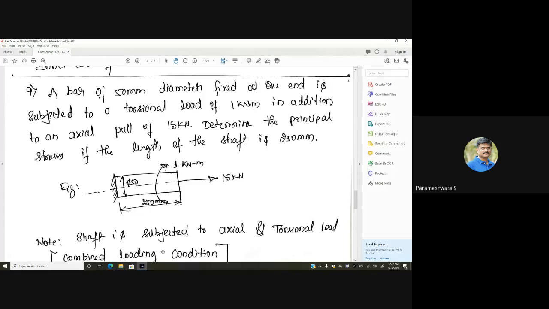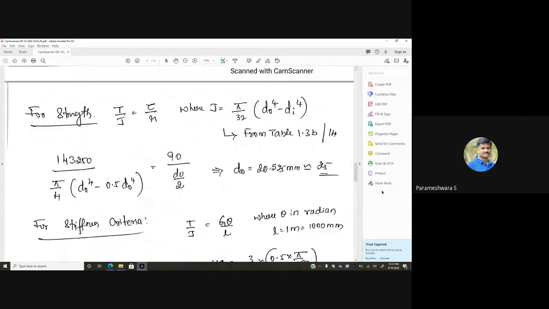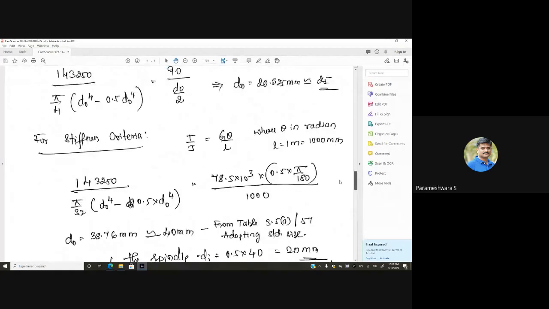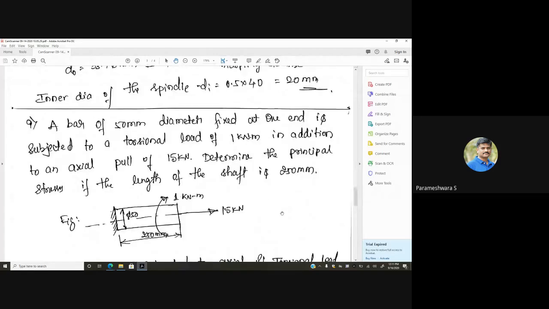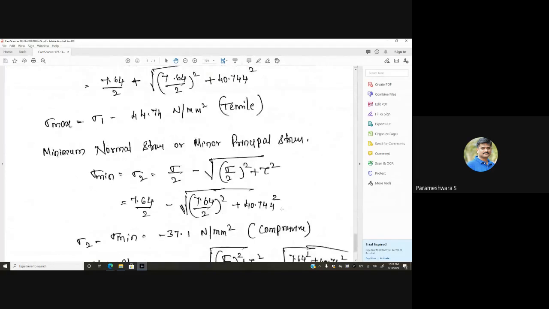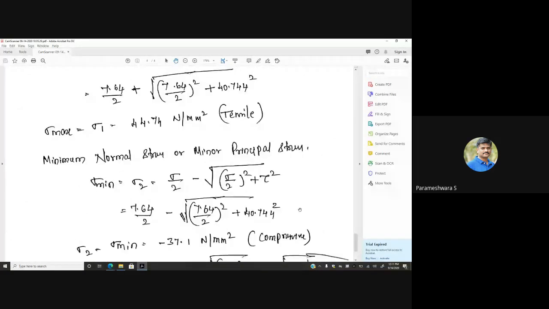Okay, so determine the principal stress. See, this is a bar subjected to an axial force of 15 kilonewton and a torque of 1 kilonewton meter. A similar kind of problem we did here. Have I solved this problem previously? Have I discussed this problem? If not, I will discuss this.